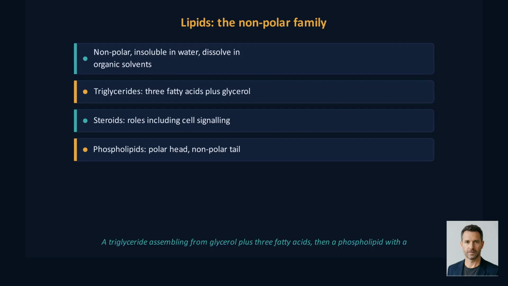Triglycerides, the main energy storage lipids, are built from 3 fatty acid molecules bonded to a single glycerol molecule. Steroids are another type of lipid, with roles that include cell signaling. And phospholipids are the special case, because each one has a polar head and a nonpolar tail. That split personality is not a quirk. As we are about to see, it is the very feature that lets phospholipids build the boundary of every cell.